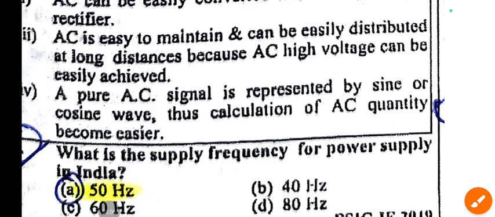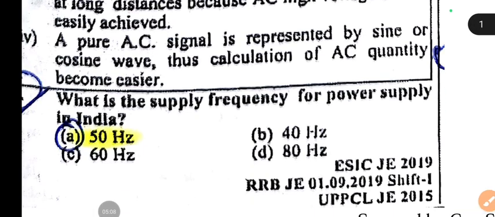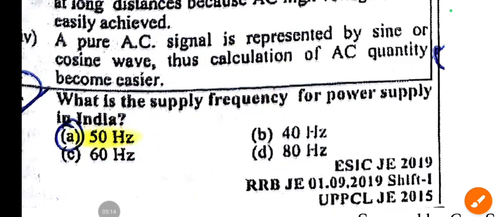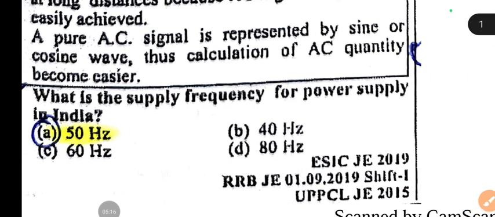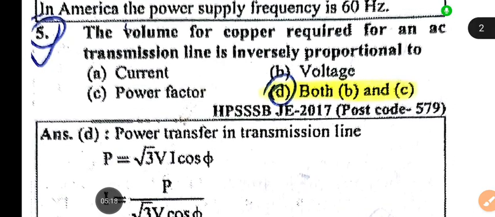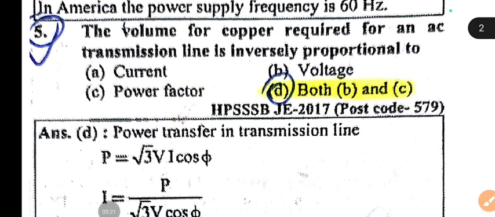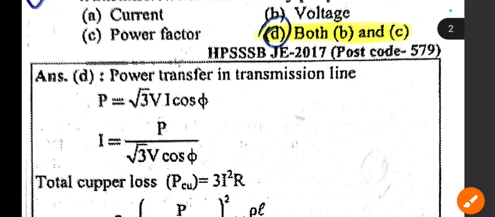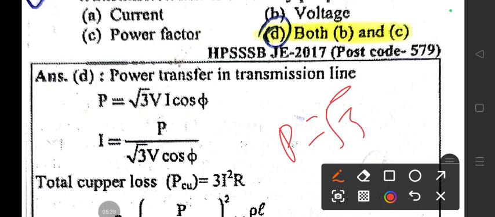Now what is the supply frequency for power supply? 50 Hz. F is equal to 1 by T. This is our formula. Now we will move to question number 5. The volume of copper required for an AC transmission line is inversely proportional to both V and cos phi. This is the basic relation over here. P is equal to root 3 VI cos phi.